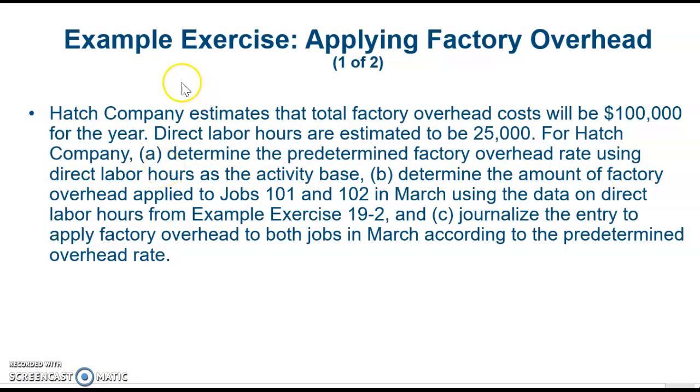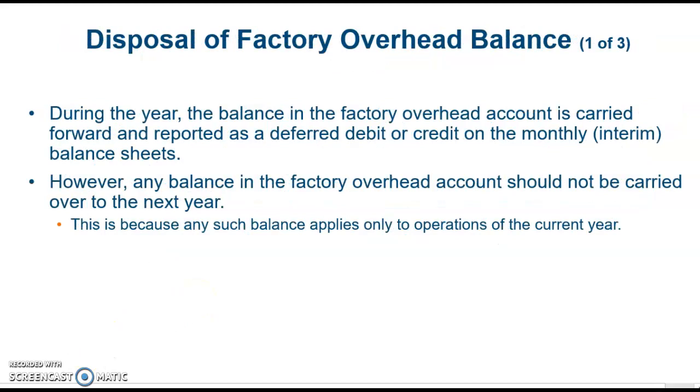Okay, so here is an example exercise where you apply factory overhead. First, you have to determine the rate, determine the amount of overhead applied to the jobs, and then journalize the entry to apply factory overhead to both of the jobs. When you apply overhead, that means you're putting it into the job, which is WIP. During the year, the balance in the factory overhead just gets carried forward and either reports as a debit or a credit on those monthly or interim balance sheets, because remember, factory overhead is an asset, so it will be on the balance sheet.